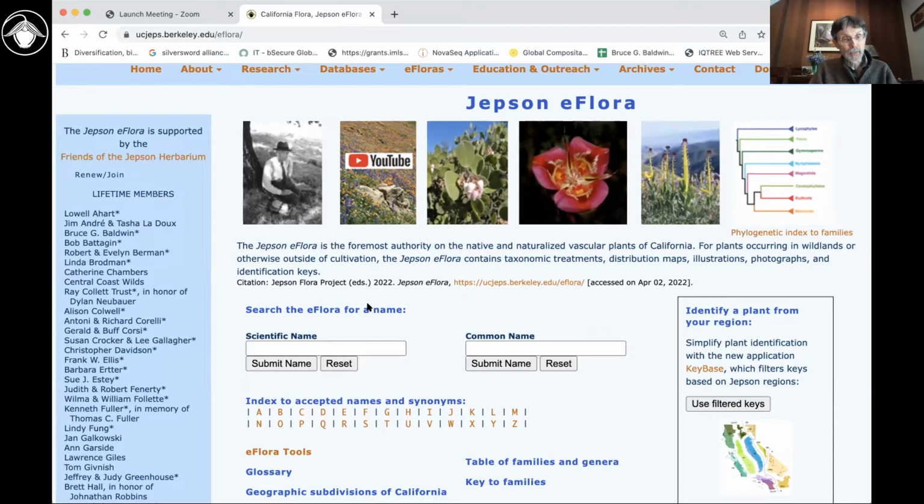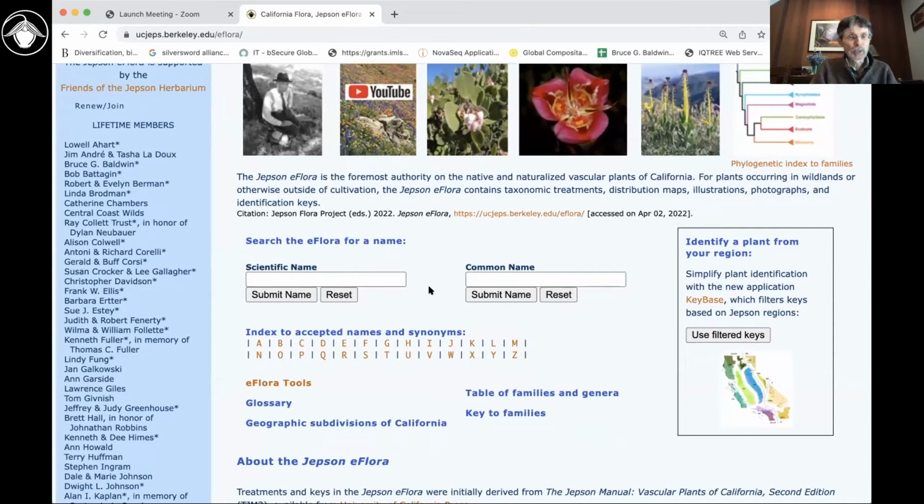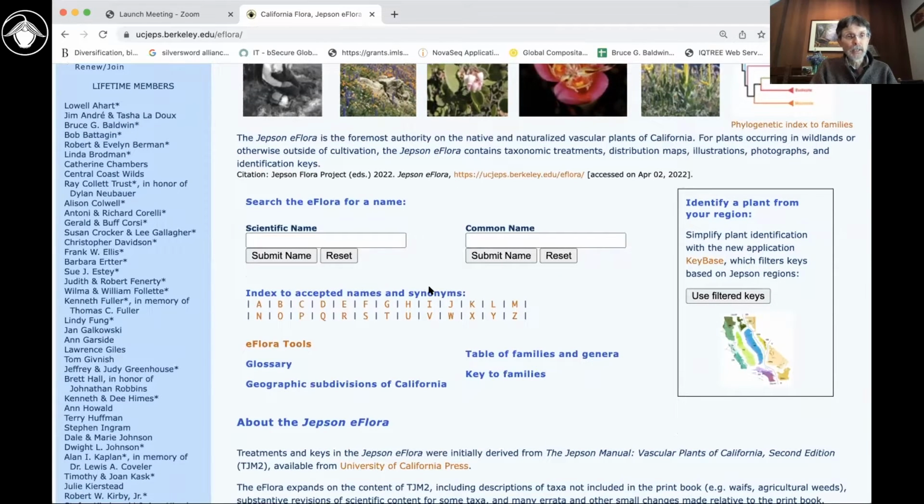If you already know what family it is, or you know what genus or species, you can enter that in this field, scientific name, and submit the name, and it'll take you to that place in the eFlora, and then you can key from there to get it to a finer scale of identification, down to species or subspecies or variety. But if you don't know the family, then we're going to have to key to family. And there's a link right here, key to families. And that's where you're going to want to go.